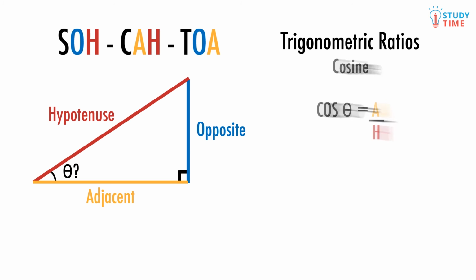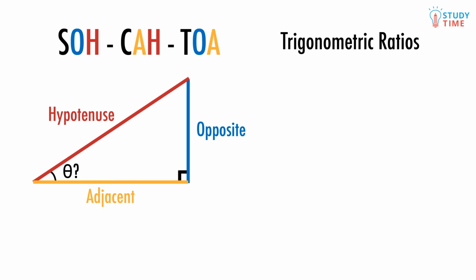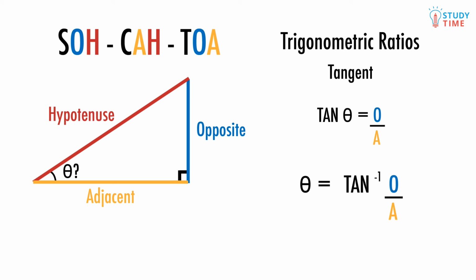What if you only know the adjacent and hypotenuse sides? Same again. The ratio using those two sides is the cosine ratio. So we write the cosine of the angle is equal to the adjacent side over the hypotenuse. We perform the inverse cosine on both sides of the equation, and voila, we get our angle. If you only knew the opposite and adjacent sides, you'd use the tangent ratio in the exact same way.